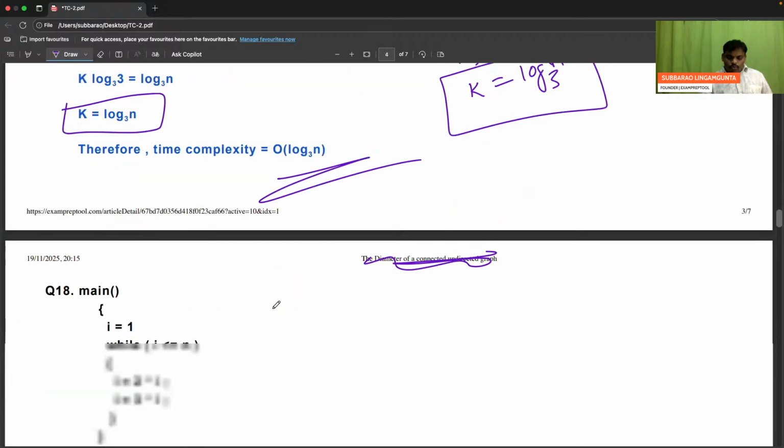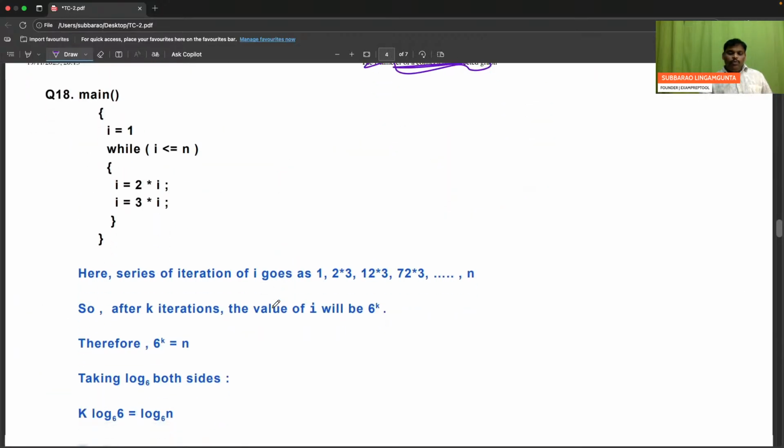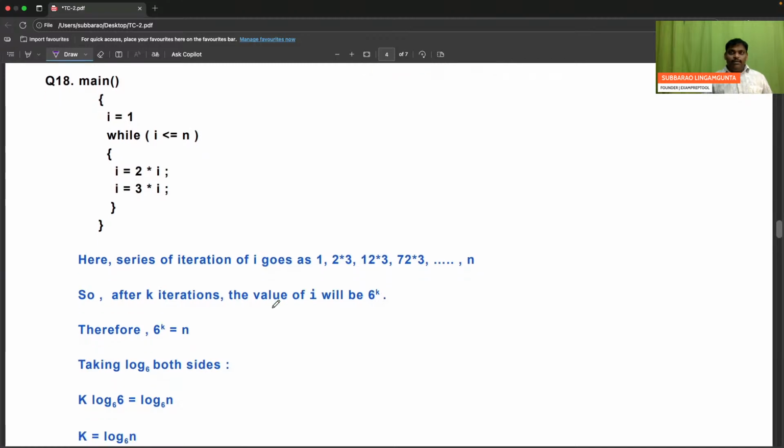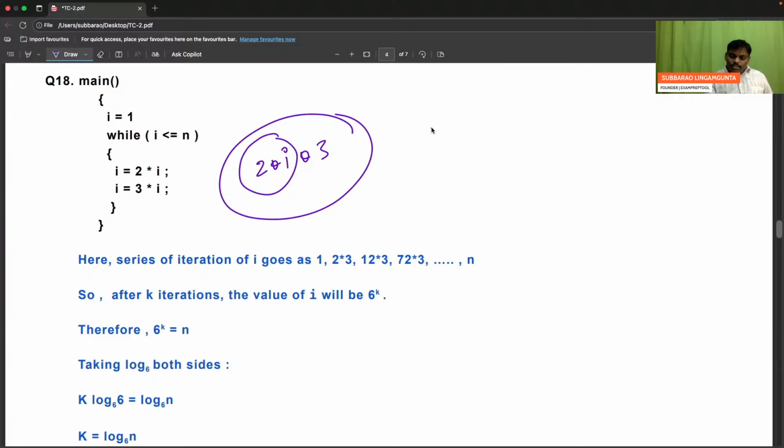Right, let's move to problem number 18. Everyone observe. Can you see problem number 18? First you did 2 into I, you made it double. Whatever you have, into 3 you did. This is the new I. I = 2 * I is the new I, and for the new I you multiplied by 3. Overall it became I = 6 * I.